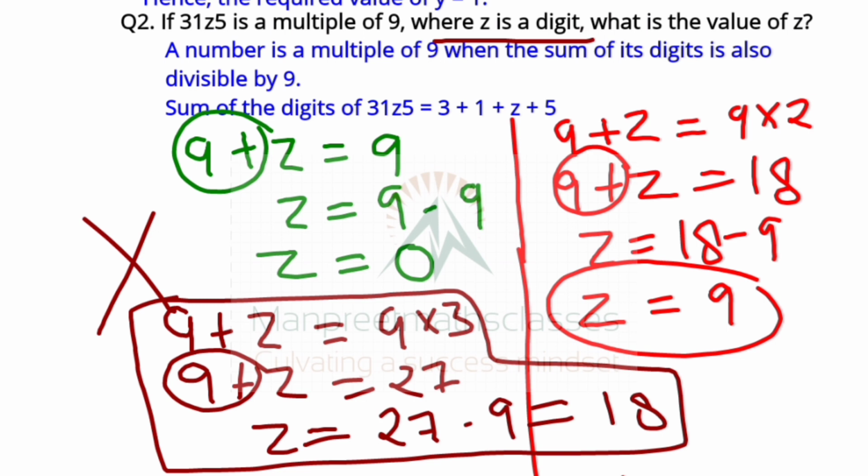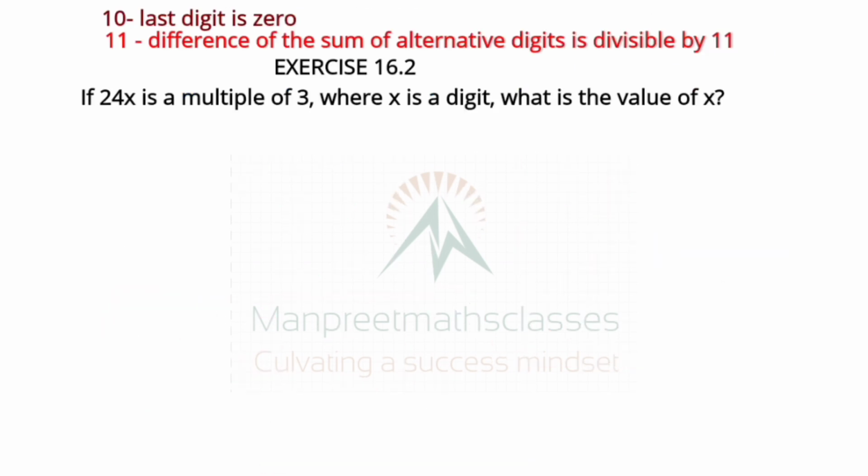I hope you are getting these questions. Now let us move to the next question. Our third question is, if 24x is a multiple of 3 where x is a digit, what is the value of x? Now we need to find out the value of this x.